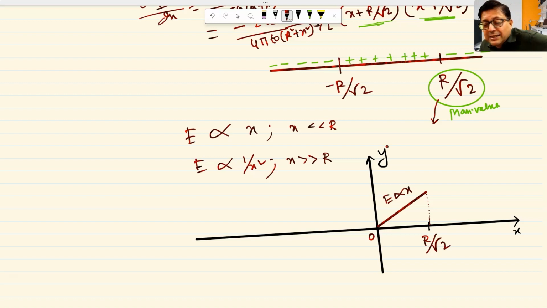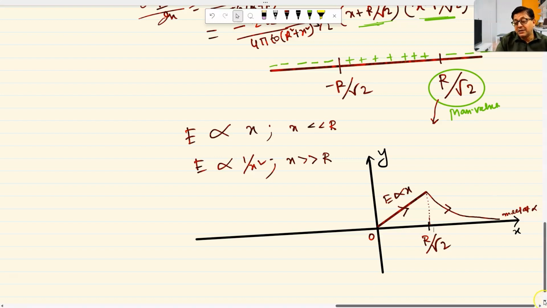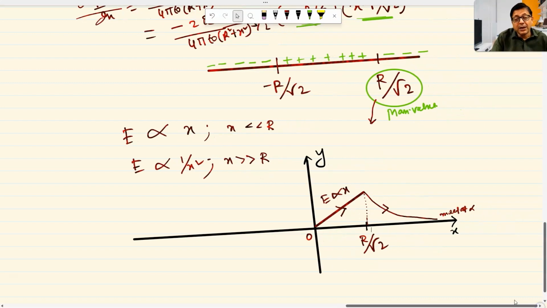After this, its value decreases. This graph we have seen before. It is inversely proportional to square of distance of separation. Value decreases gradually like this. Goes on decreasing. Meets x-axis at infinity. So this is the graph of E versus x due to a charged circular ring. I hope the topic is clear to you. You all have understood.